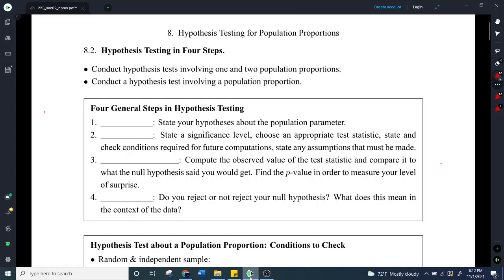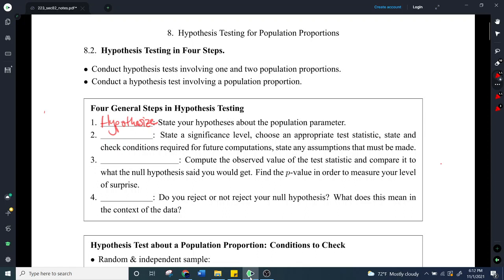Section 8.2 gets into hypothesis testing in a little bit more detail. So we're actually going to go through the steps and look at how we would conduct a hypothesis test. There's 4 general steps you want to be familiar with. The first is what we did in class today, and that's to hypothesize. So the first thing you want to do is come up with your null hypothesis and your alternative hypothesis.